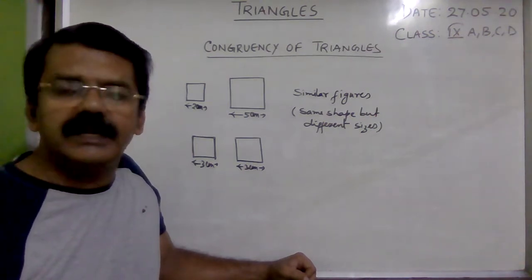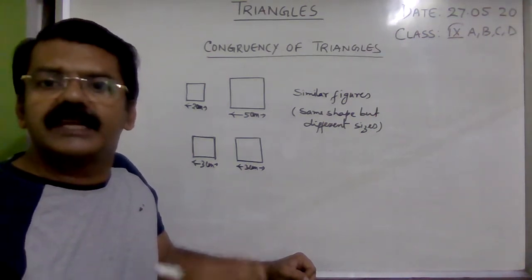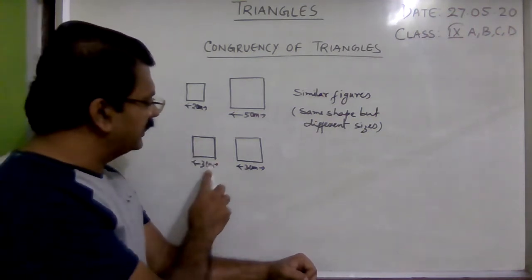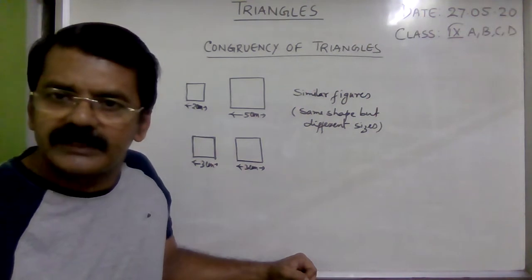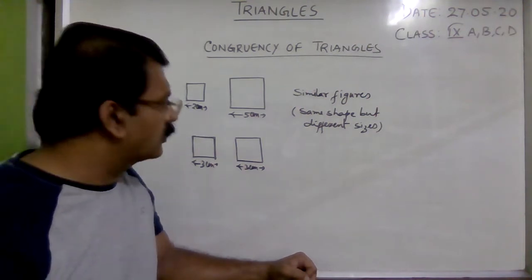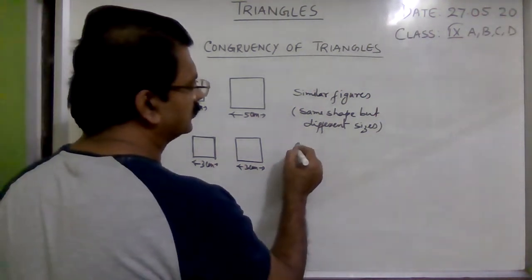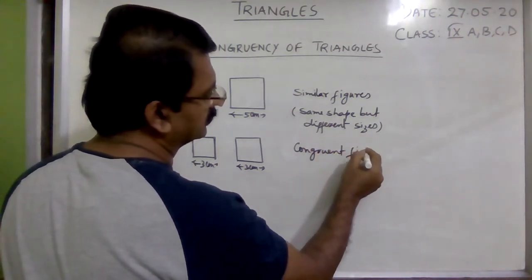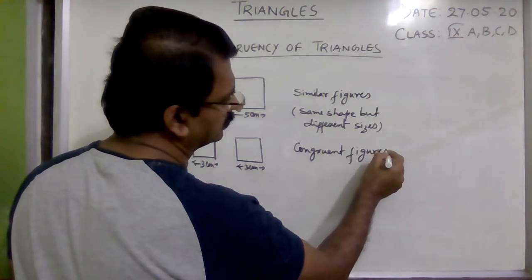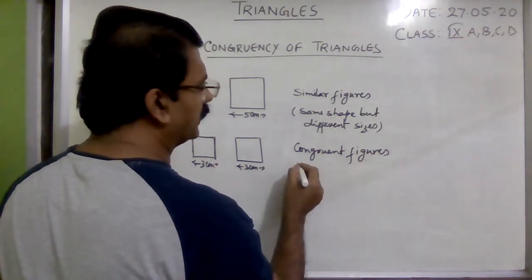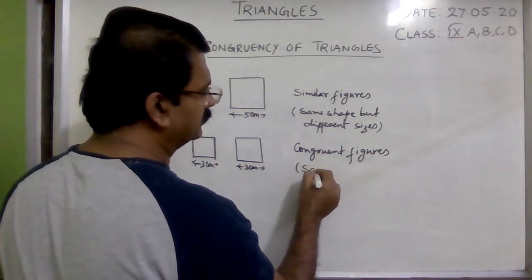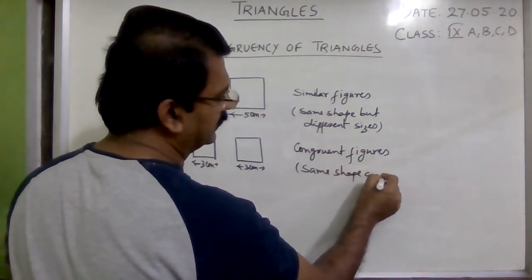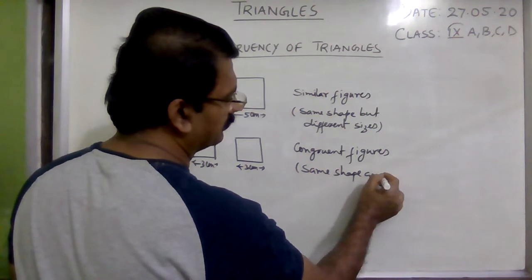So always remember, if two figures are congruent, then they are same in all aspects. Clear? So when the shapes are same and the sizes are also same, then the figures are called congruent figures. So they are congruent figures, same shape and size.